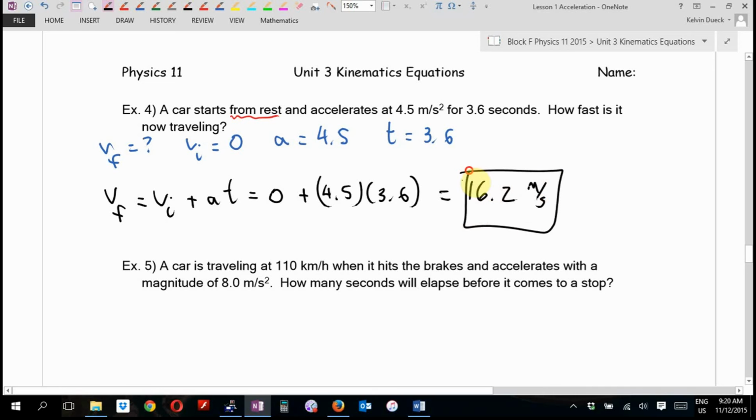And I tend to put a box around my final answer. By the way, technically, how many sig figs? 2. Technically, it should be 16. I told you I'm not going to worry about that for the rest of the year.